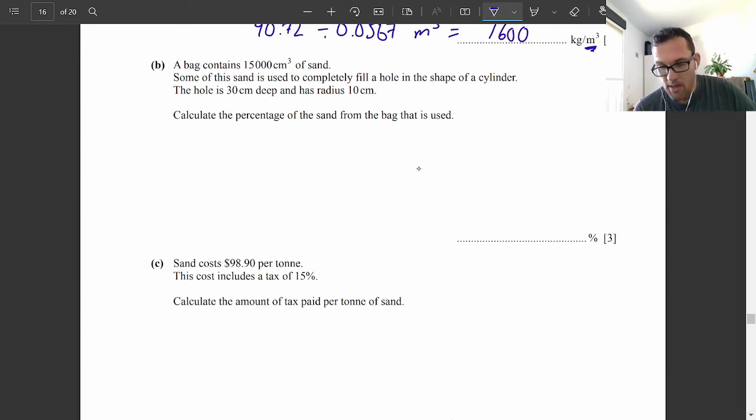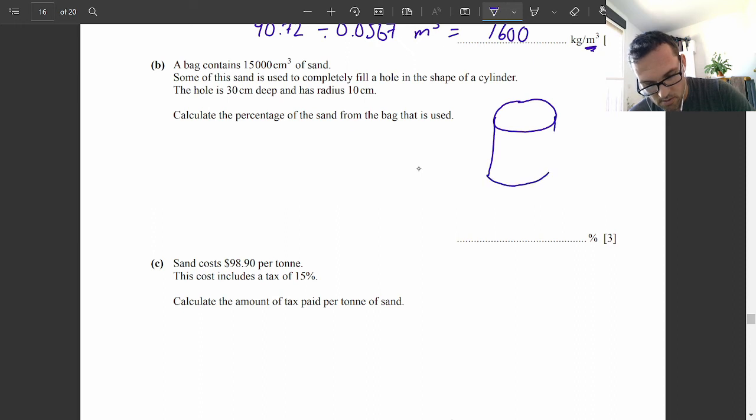Question B. A bag contains 15,000 centimeters cubed of sand. Some of the sand is used to completely fill a hole in the shape of a cylinder. The hole is 30 centimeters deep and has a radius of 10. Okay, so a perfect cylinder in the ground, 30 centimeters high and a radius of 10.